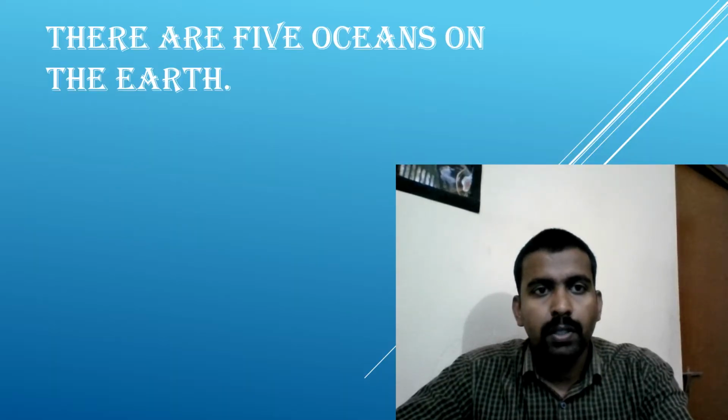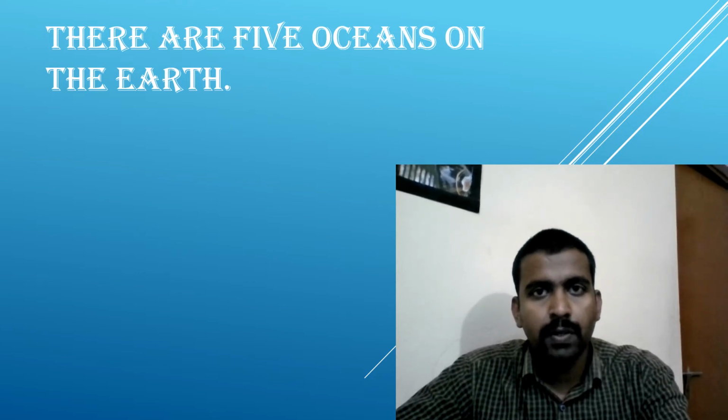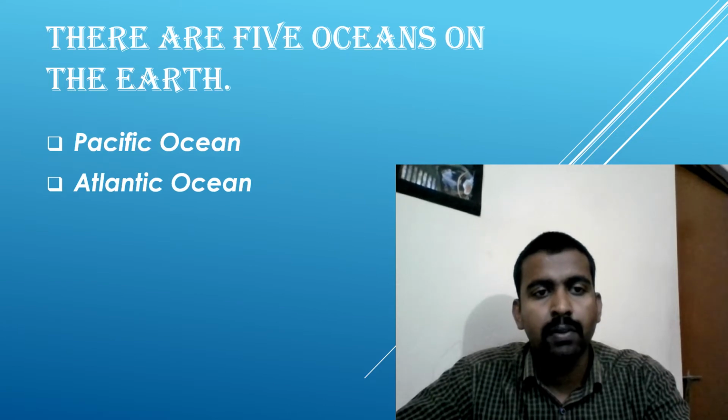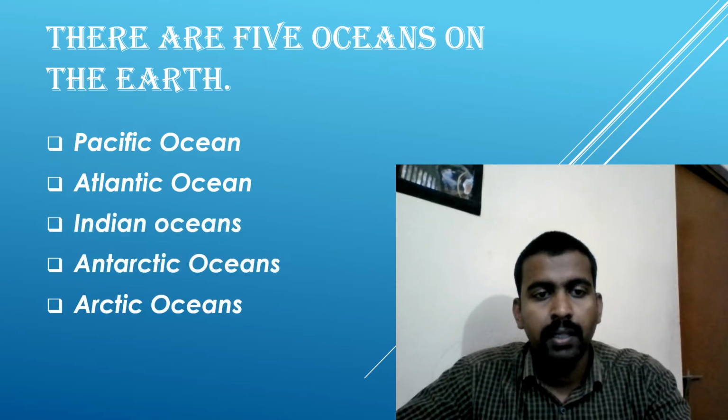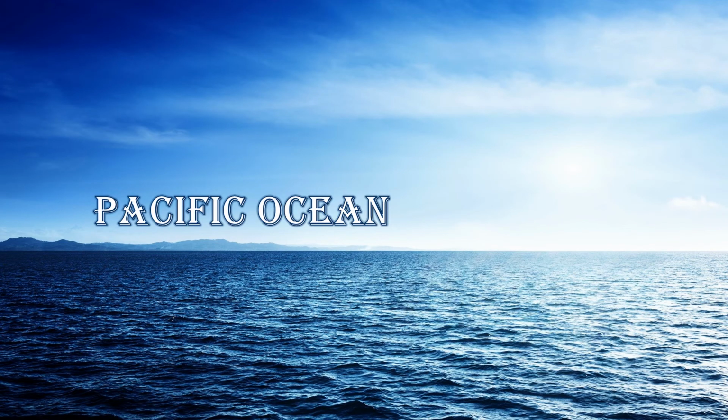So I already told that there are five oceans on the earth. So in order of size, let us see which ones stand first. First one is Pacific Ocean, second one Atlantic Ocean, Indian Ocean, Antarctic Ocean, Arctic Ocean. Pacific Ocean. Pacific Ocean is the largest ocean in the world.